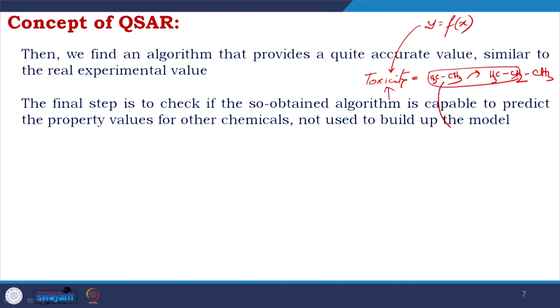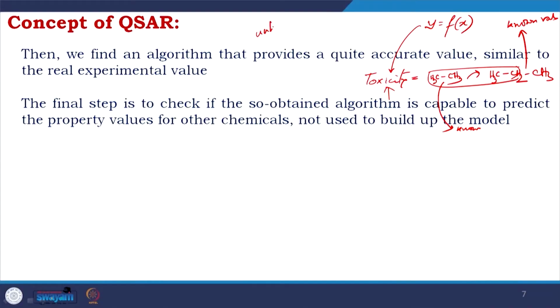So, you have known values, and you see the change and try to fit an equation. Now, when this relation is fixed by using many such, now you get an unknown one, apply that equation and see if it fits. If it fits, you have a good QSAR.